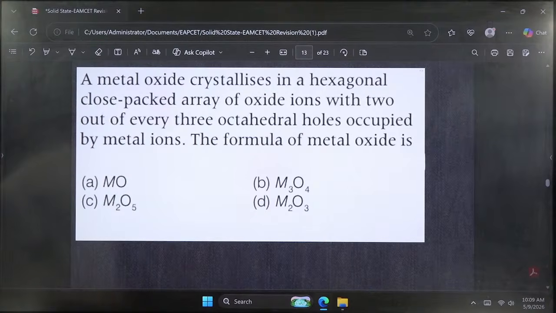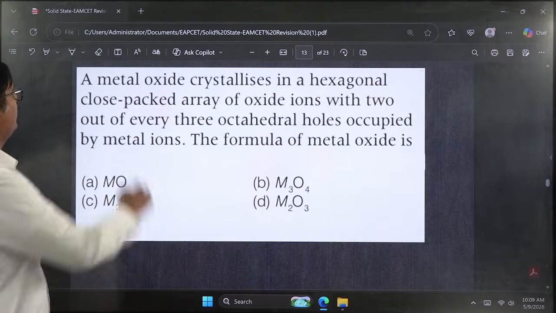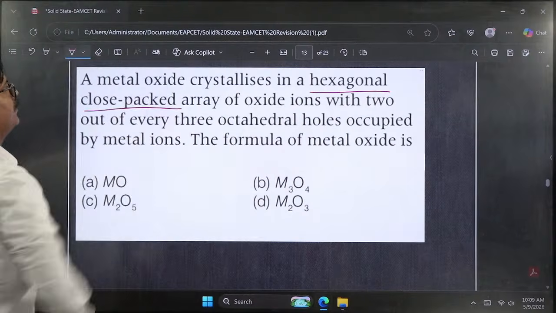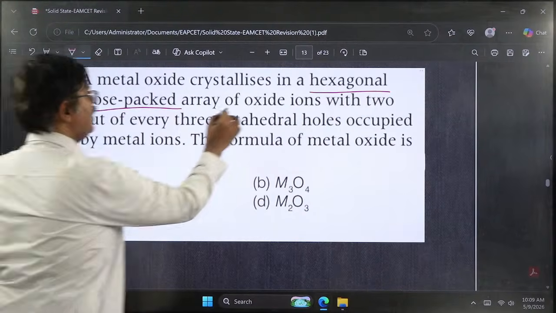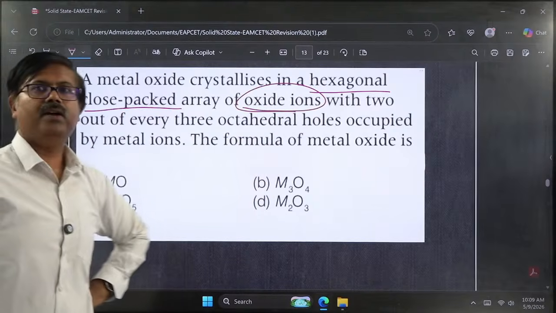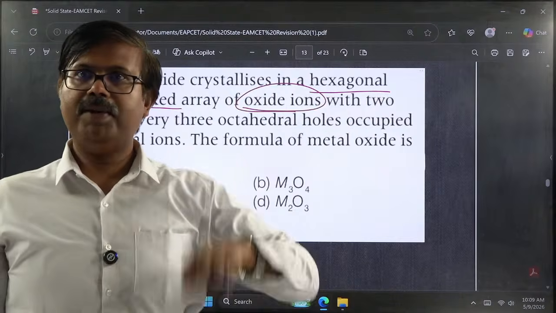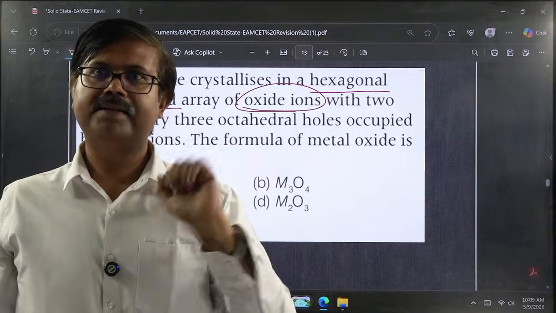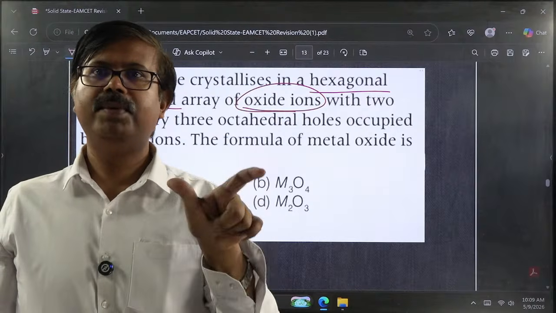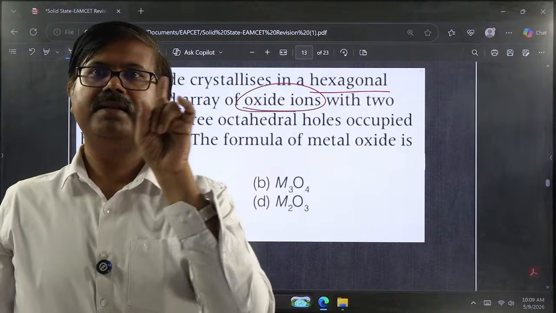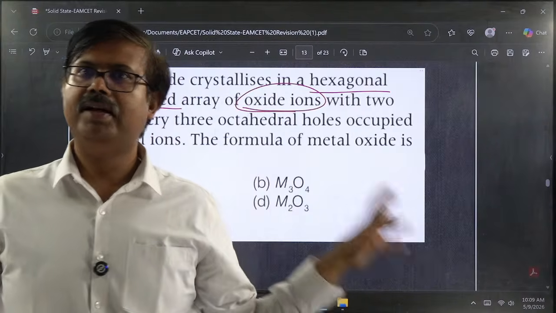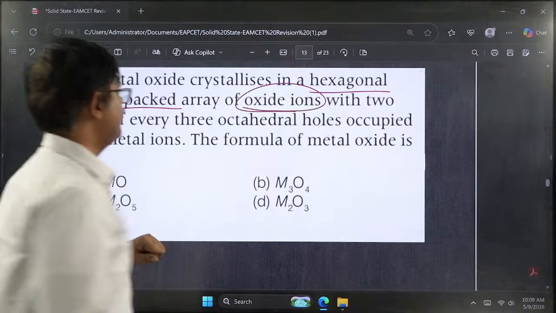Again a similar question. A metal oxide crystallizes in hexagonal, again HCP. And who is making the HCP? Oxide ions. So how many oxygen atoms will be there per unit cell of HCP? 6. Just keep on coming here, many times I have explained. HCP, whichever element is making the HCP lattice, that element will be 6 per unit cell. So here oxygen is making it, so oxygens will be 6 per unit cell.